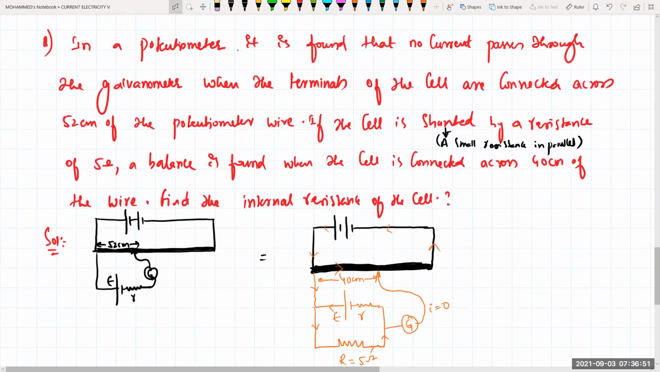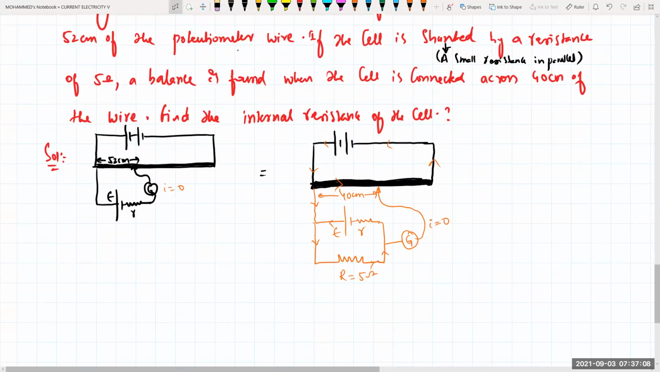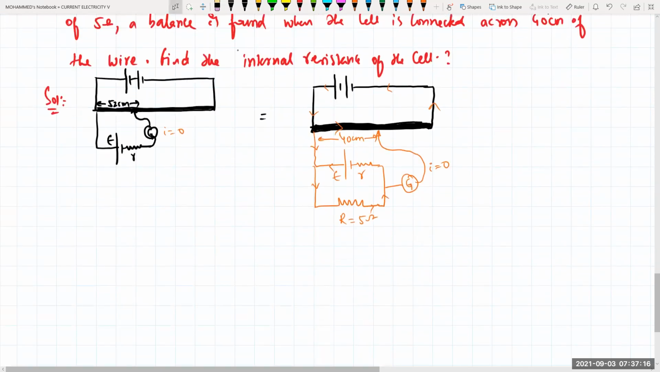Is it clear? Now read the question. In a potentiometer, it is found that no current passes through the galvanometer. Here the current is equal to how much for me? 0. When the terminals of the cell are connected across 52 centimeters of the potentiometer wire, that means balancing length is given as 52. Now if the cell is shunted by a resistance of 5 ohm, that means R is equal to 5 ohms added in parallel to the cell, the balance point is now obtained across 40 centimeters of the wire. Find the internal resistance of the cell.